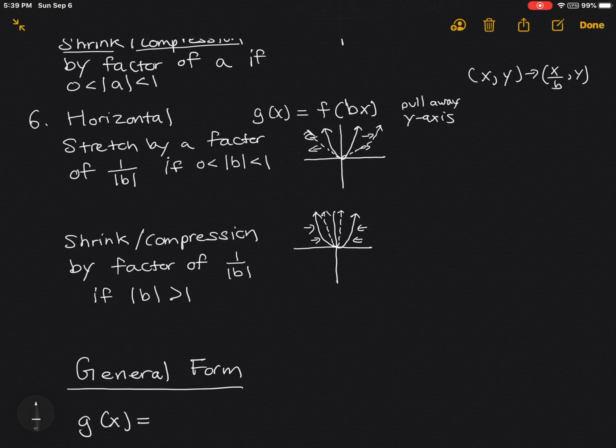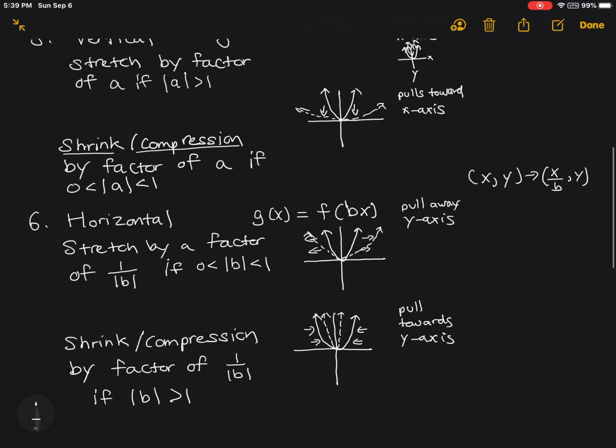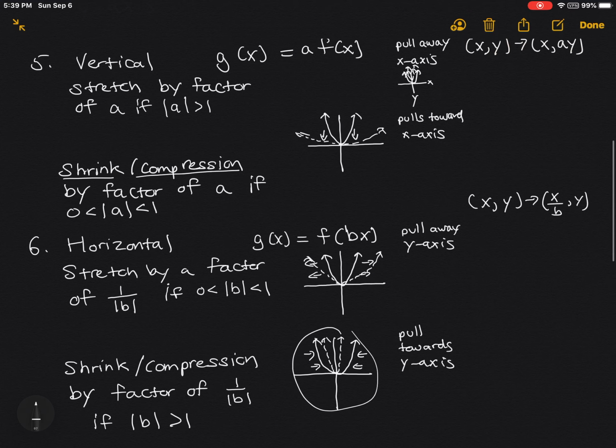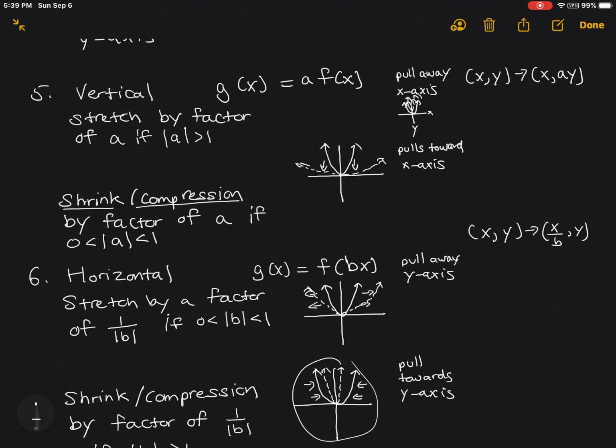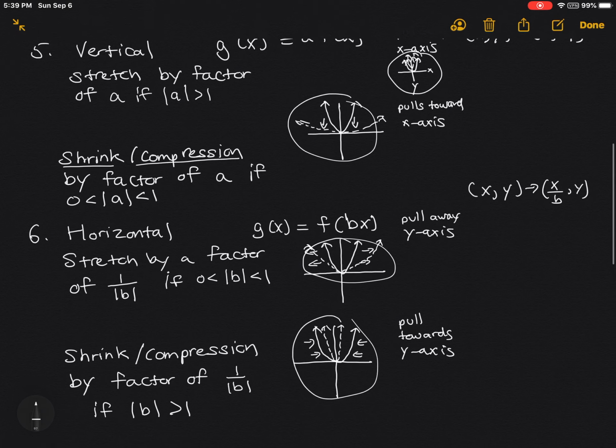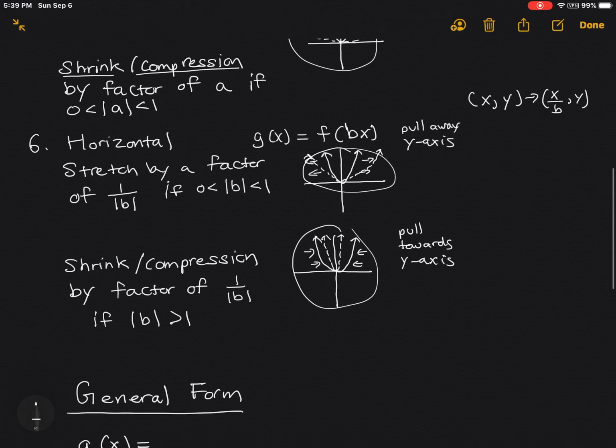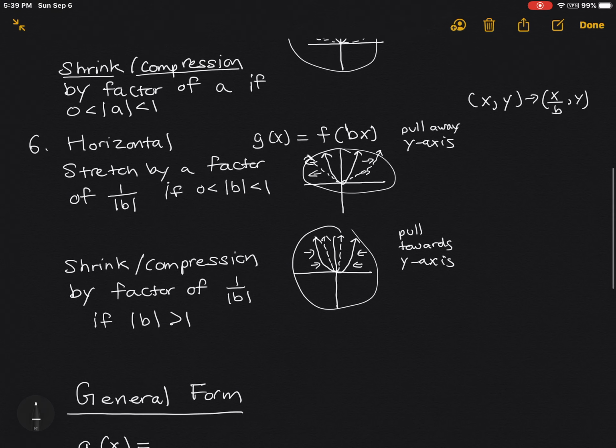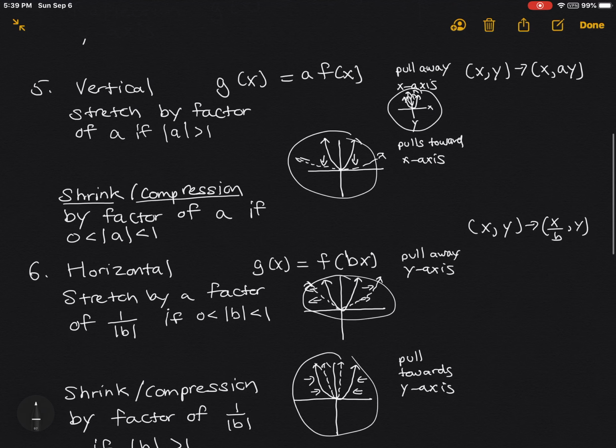And of course, this graph will look something like this if you pull towards the y-axis. Pull towards the y-axis. All right, so you can see that this picture right here, a horizontal shrink or compression, is the same thing as a vertical stretch, just like a vertical shrink or compression is the same thing as a horizontal stretch. So those are synonymous. That's an FYI, right?